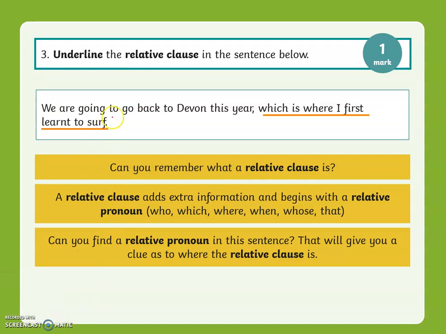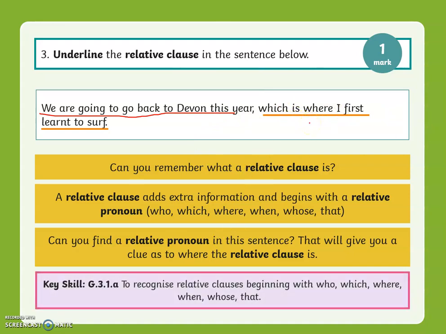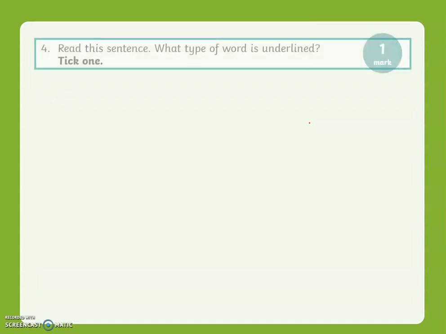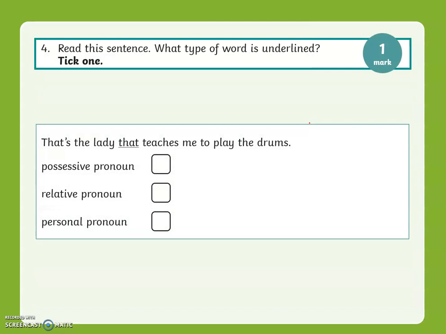You'd need the first sentence, this one here, to make sure that the rest of it makes sense. So it is the bit that's been underlined. Right. And this skill is a year 5 skill that involves being able to recognise relative clauses beginning with who, which, where, when, whose and that. So, read this sentence. What type of word is underlined?